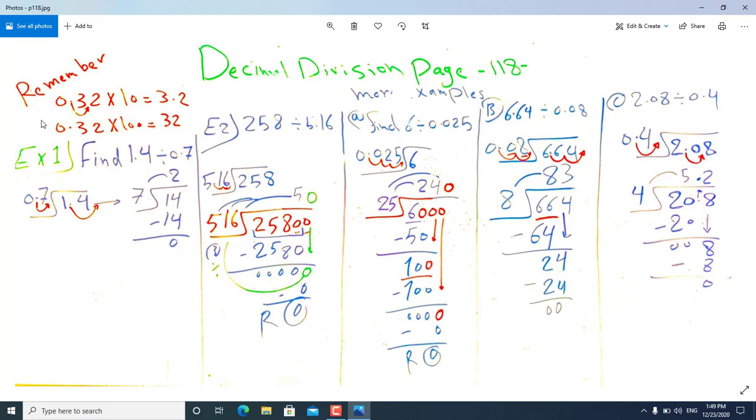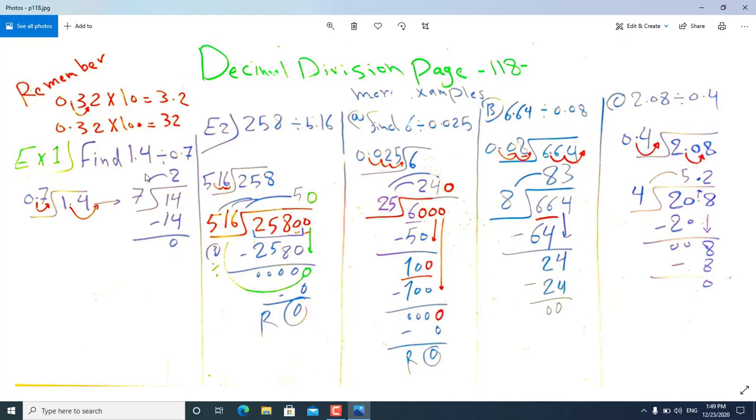Before we start, remember that if you multiply any decimal number by 10, that means we move the point one place. If you multiply by 100, that means we move the point two places. For example, if you have 0.32 and you move the point one place, multiplying by 10, it will be 3.2. If you multiply by 100, we move two places. It will be 32. So we take away the point. At last, we don't need the point.